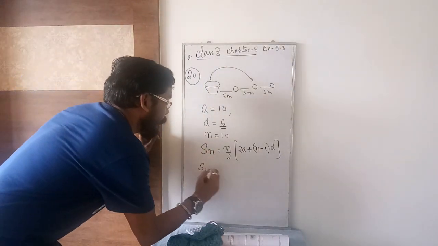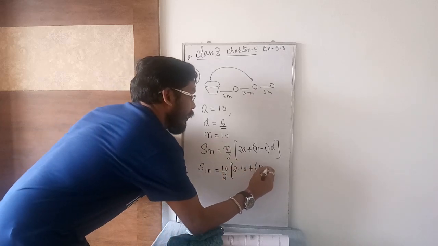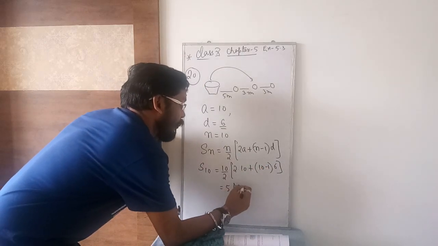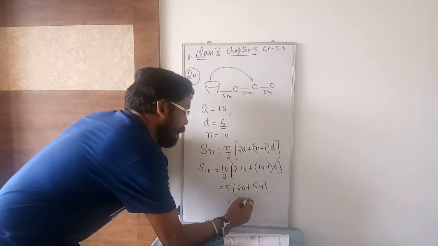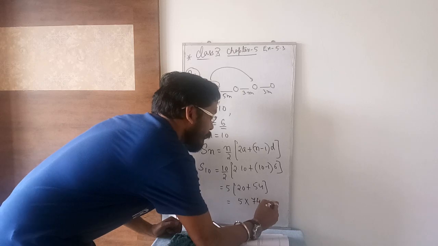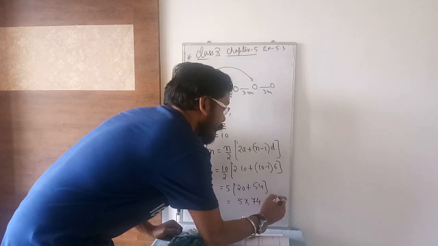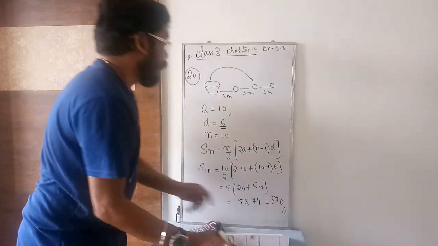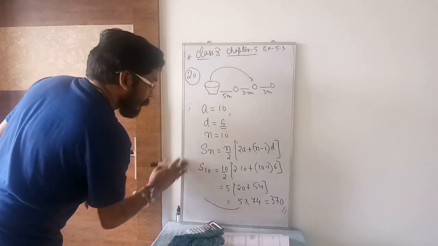So here the n value is 10, so it is 10 by 2, times 2a, plus (n minus 1), 10 minus 1, times d, which is 6. If you cancel, it is 5, 2 times 10 is 20, 10 minus 1 is 9, 9 times 6 is 54. So it is 5 into (54 plus 20), which is 74. 74 into 5 is 370. So 370 meters. The last statement will be, take the screenshot.